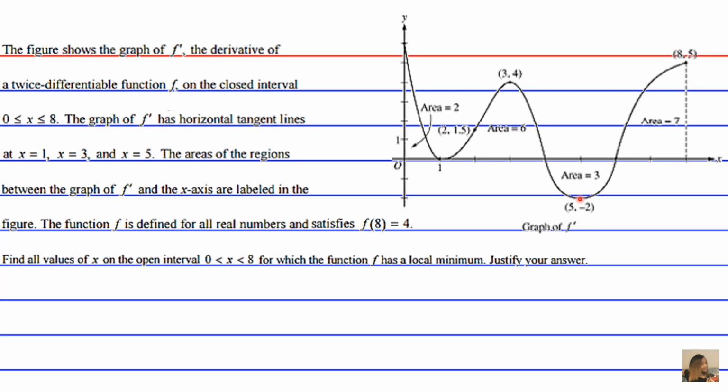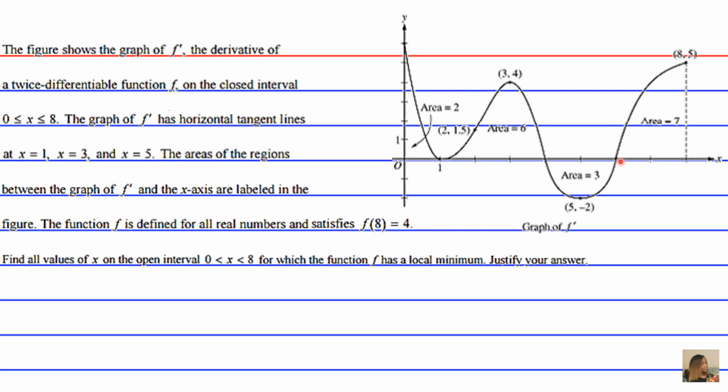What we're looking for are critical numbers. And critical numbers occur where f prime is equal to 0. So the output, or the y value, is equal to 0. We have a critical number at x = 1, a critical number at x = 4, and a critical number at x = 6. Now, some people might say, oh, okay, so we have local minimums at 1, 4, and 6.